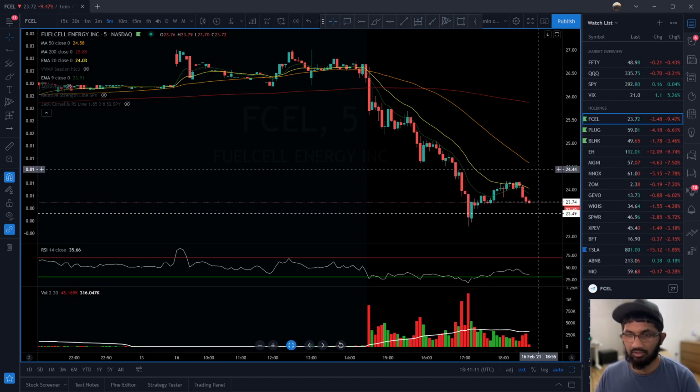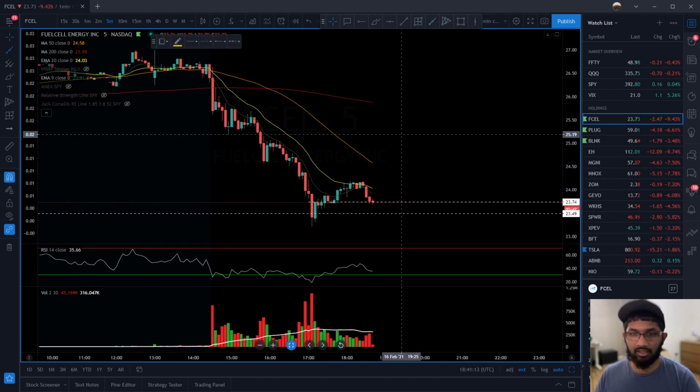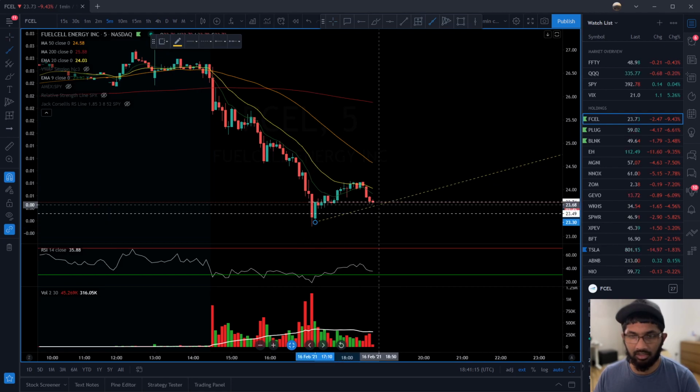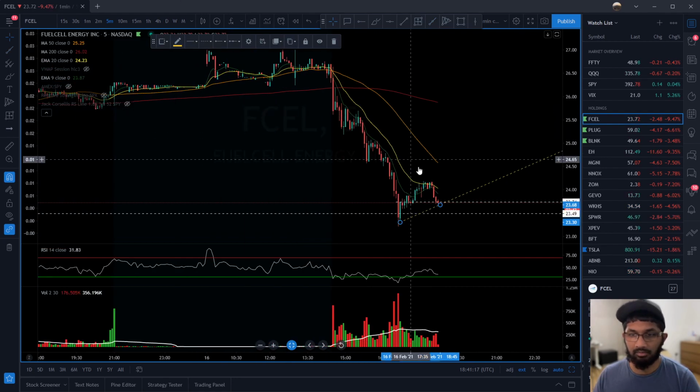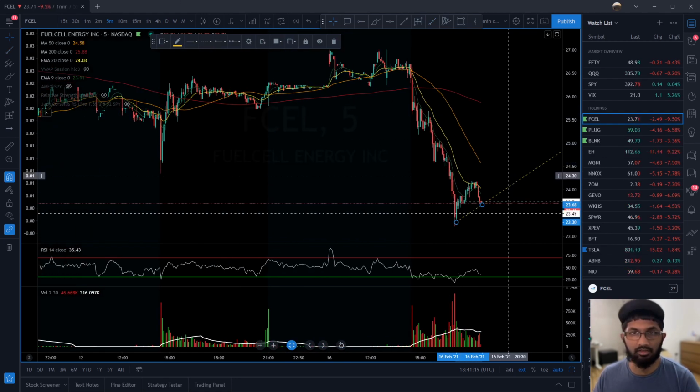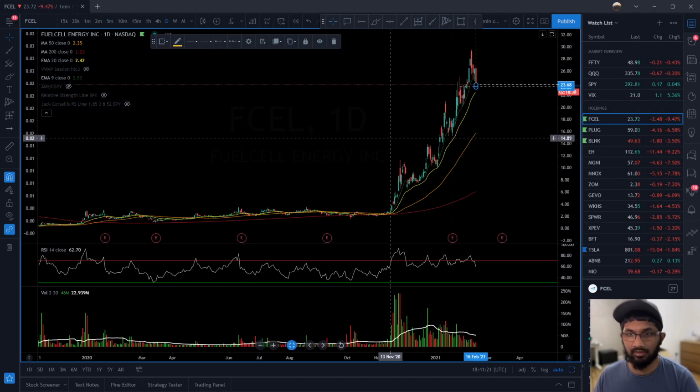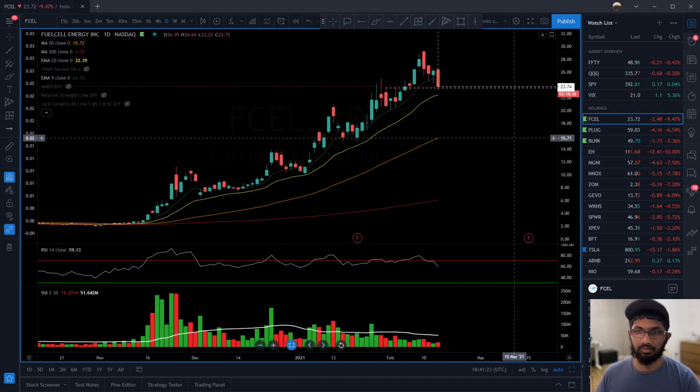We can expect it to make 1 high, 2 high, and I want to see it now stepping up. 1, 2, and then back up again. Is that in the yellow? I'll take it back to the dailies. Okay, you won't be able to see that on the dailies. But that's Fuel Cell.